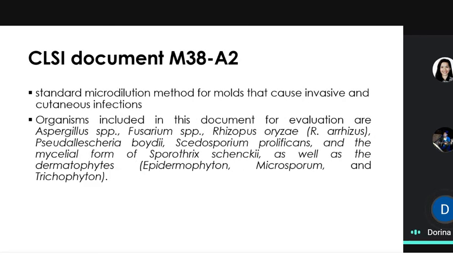Okay? So, those are the different documents. Like your M38-A2, which is for molds that cause invasive and cutaneous infections. Those are the organisms in that document, and that is what antifungal susceptibility testing will follow.